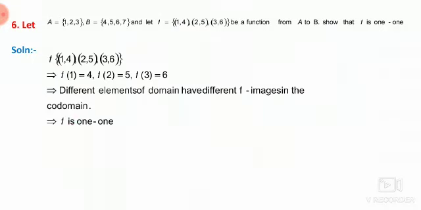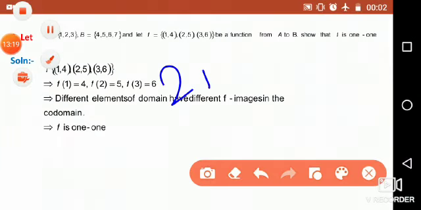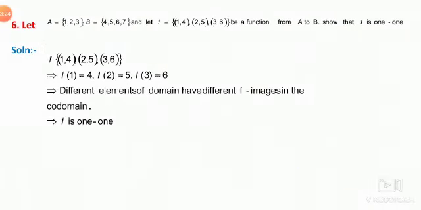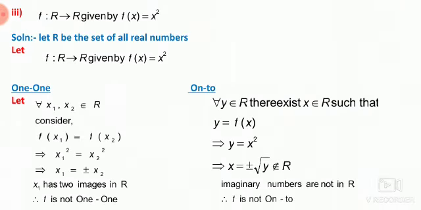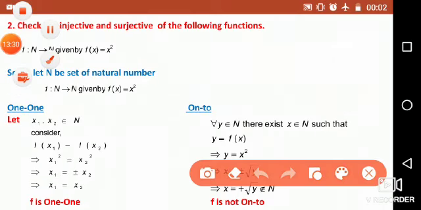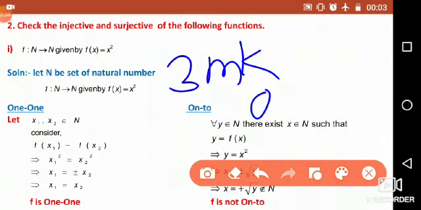Therefore, this type of question will be asked in the examination for 2 marks. Such questions are expected in the examination. The previous type of questions were expected in the examination for 3 marks. These are the questions for 3 or 2 marks.